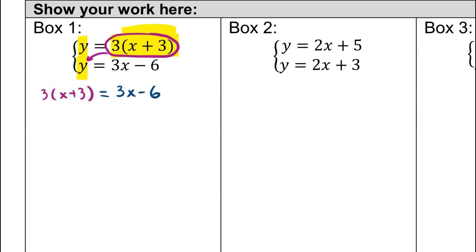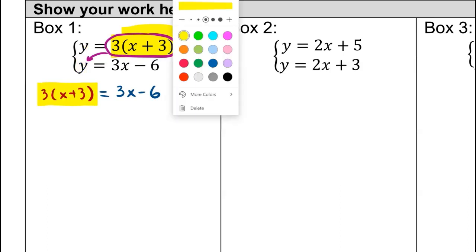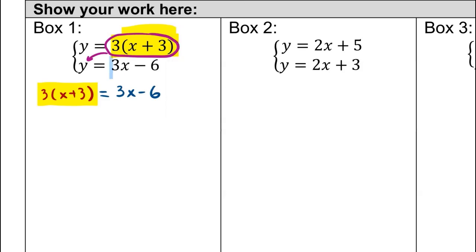I'm going to erase some highlighting here to make sure you see what I'm writing. This is 3 times x plus 3 from the first equation, and this one is 3x minus 6 from the second equation. So we put the 2 parts together as one single equation, and we're going to solve for x.